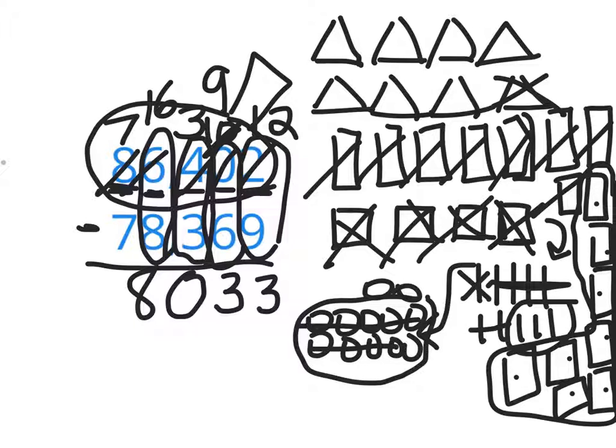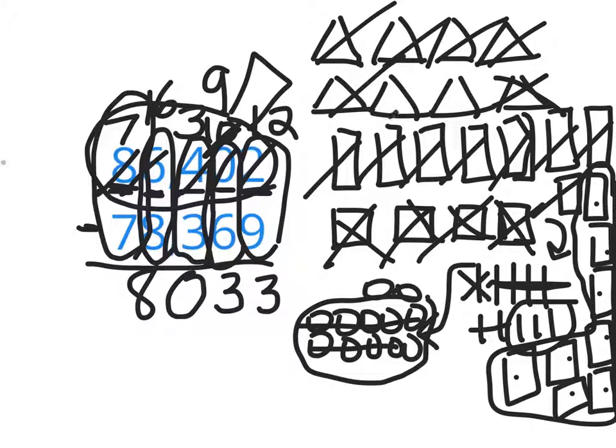And finally, I need to subtract the 10,000s. It tells me to take away 7 of them. Let's count and cross out. 1, 2, 3, 4, 5, 6, 7. Do we have any 10,000s left? Any triangles left? Nope. So that's just going to be 0. And our answer is that there are 8,033 cars still at the stadium.